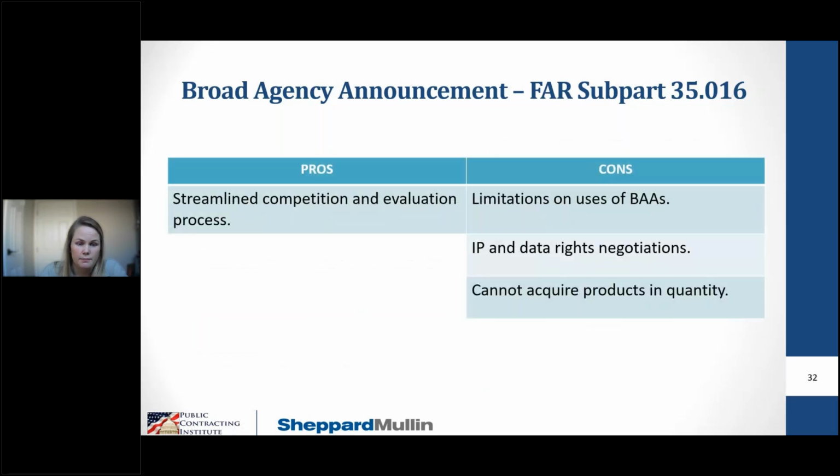Big pro for the BAAs is it's a streamlined competition evaluation process. Proposals need to be evaluated in accordance with the stated criteria, but they don't have to be actually evaluated against each other because they're not submitted in accordance with a common statement of work. There are, of course, limitations on the use of BAAs in that they can only be used for a specific purpose. As with many contract types that we're about to see, negotiation of IP and data rights in the R&D space is really important, and it's important for contractors to understand what IP and data rights they're agreeing to give the government as well. And BAAs cannot be used really for the acquisition of products or for production. It's only focused on research and development.